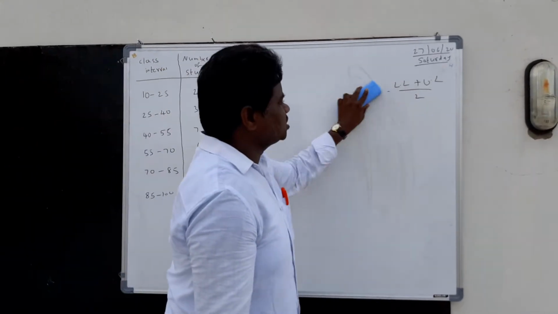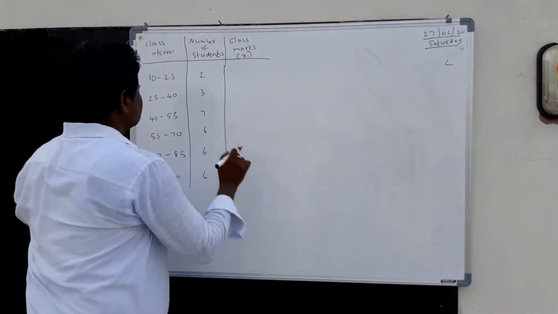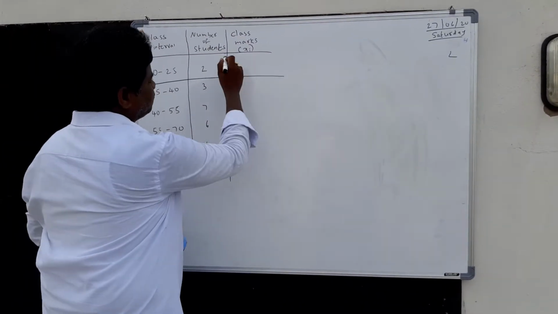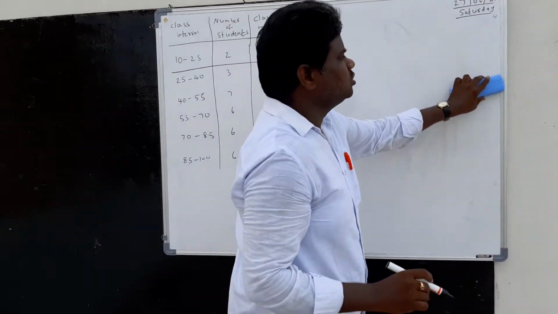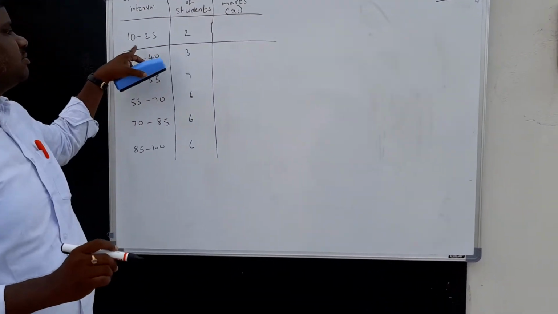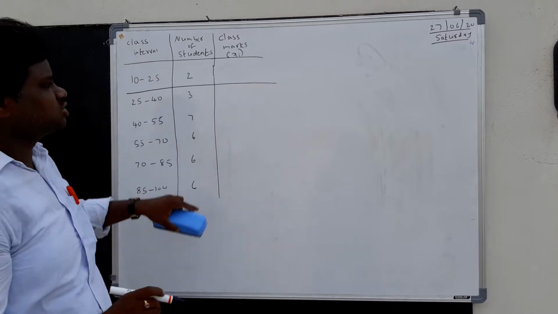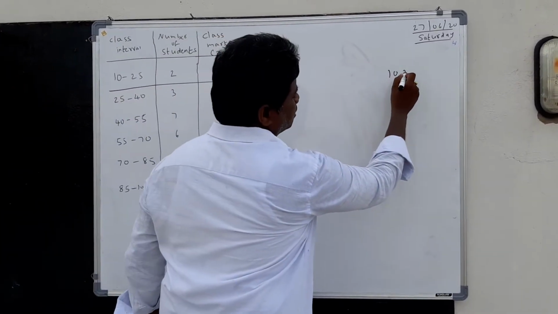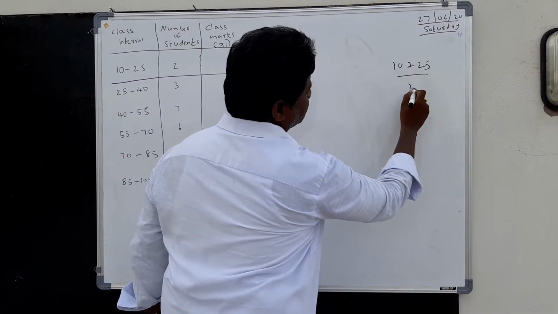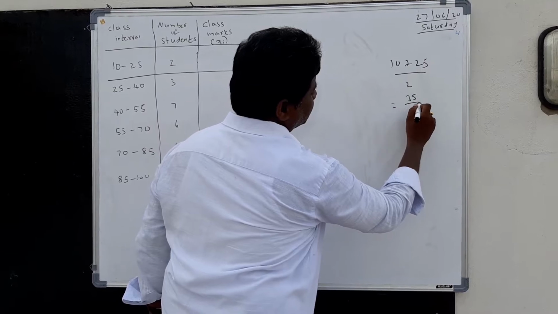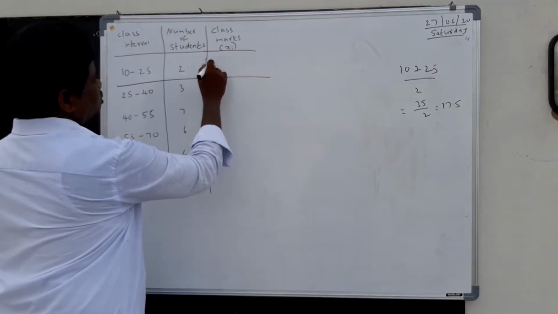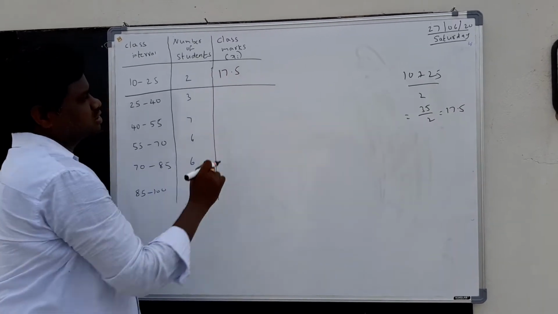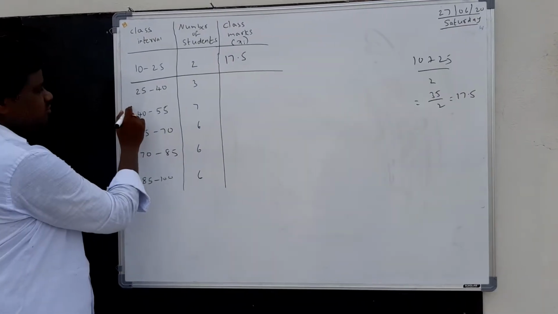So for the first class interval I am finding that one. For 10 to 25 I am finding class mark. You know how you get class mark? Lower limit plus upper limit by 2. That is 10 plus 25 by 2, which means 35 by 2. You will get 17.5. So for this you got class mark 17.5.